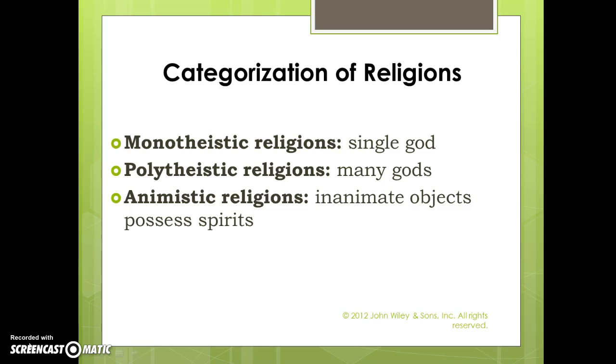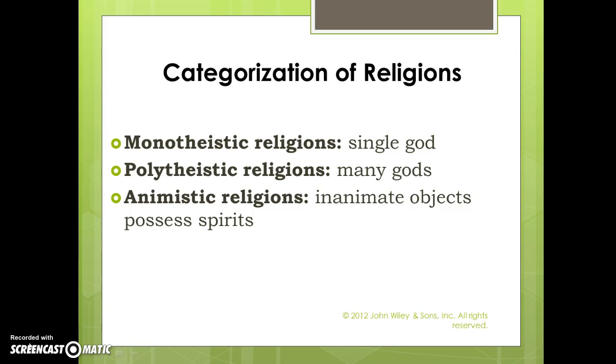So examples of the major monotheistic religions, really we're looking at Judaism, Christianity, and Islam is the other major monotheistic religion. We could include Buddhism in there potentially, but it depends on which branch of Buddhism we're going to talk about. Okay, polytheistic religions are religions that have many gods, and probably the best example of this is Hinduism.